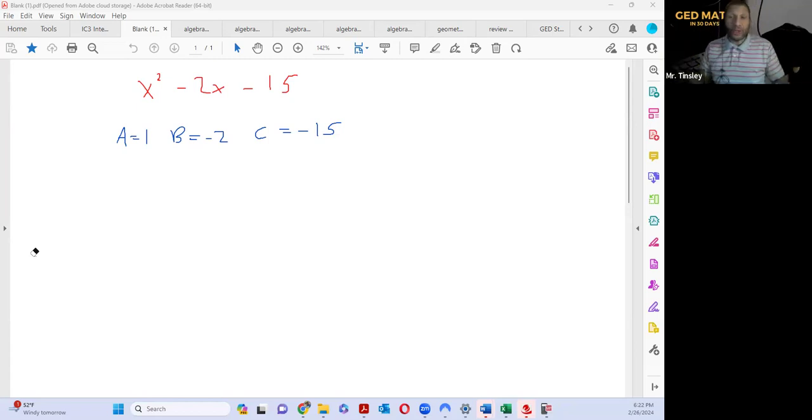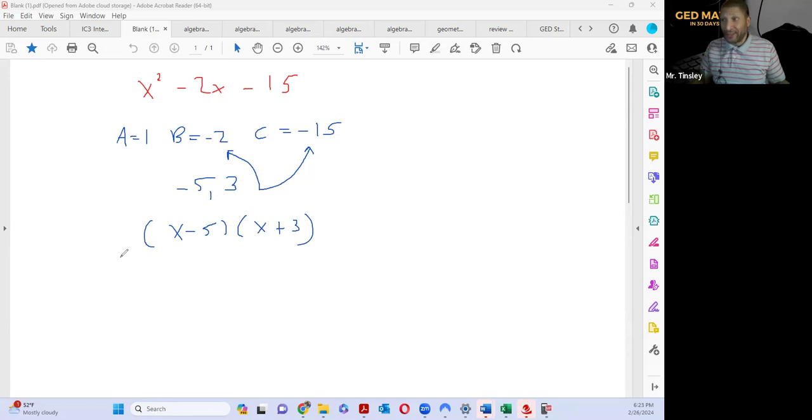So how do I know which to choose? Because your negative is going to give you a negative number in the middle. -5 plus 3 will give you -2. So now I already know that -5 and 3, if I multiply them together, I get -15. If I combine them together, I get -2. So now I know it's x minus 5, x plus 3. Now that's factored. That only took 10 seconds.